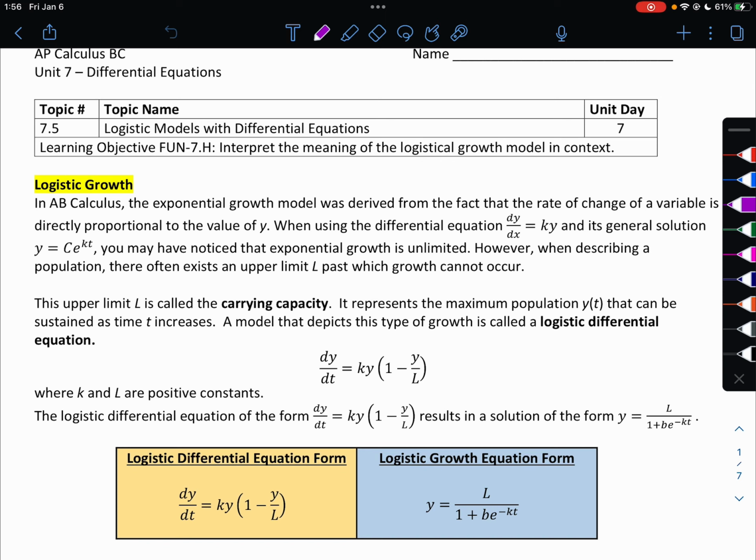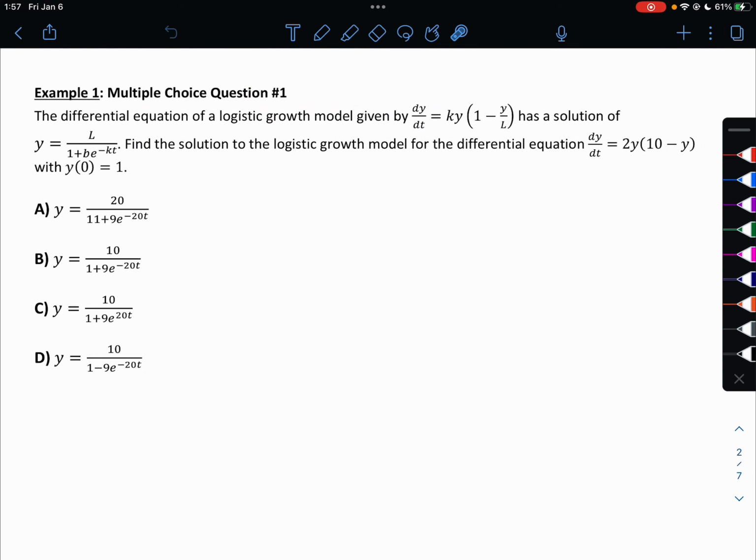A model that depicts this type of growth is called a logistic differential equation and looks like what we see here, where k and L are positive constants. The logistic differential equation of that form results in a solution that looks like this. So if you recognize this is a logistic differential equation, it can automatically be put into this equation form. Let's take a look at a couple examples from some old AP questions.